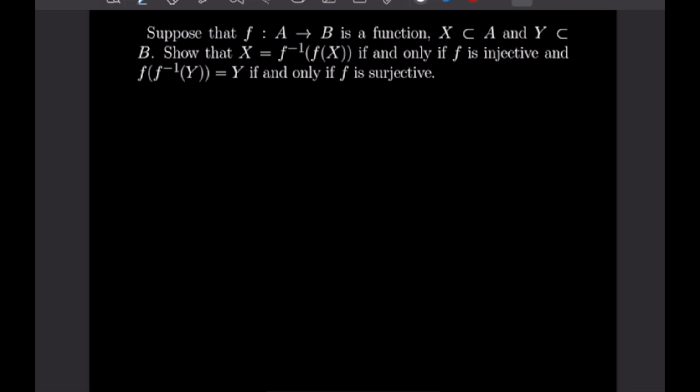So we want to show that X is equal to the preimage of the image of X if and only if f is injective, and that the image of the preimage of Y is equal to Y if and only if f is surjective. So let's start by proving our first statement first, and we're going to do the forward direction first. So we're going to start with the assumption that X is equal to the preimage of the image of X, and we want to get that to the point where f is proved to be injective.